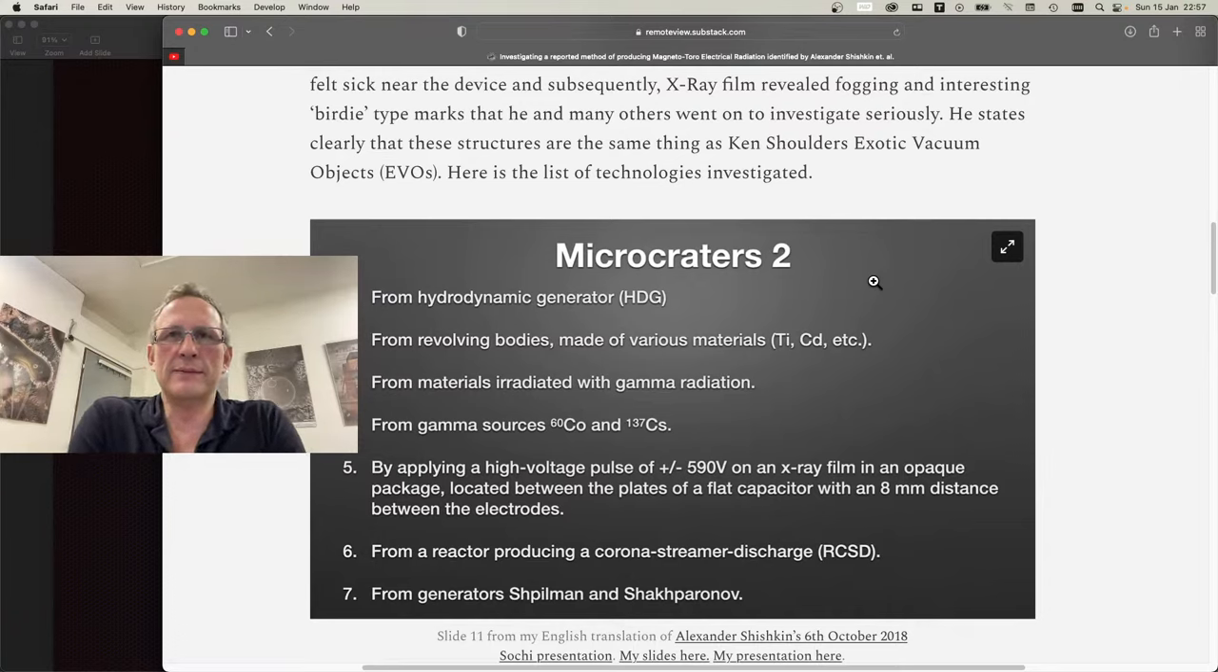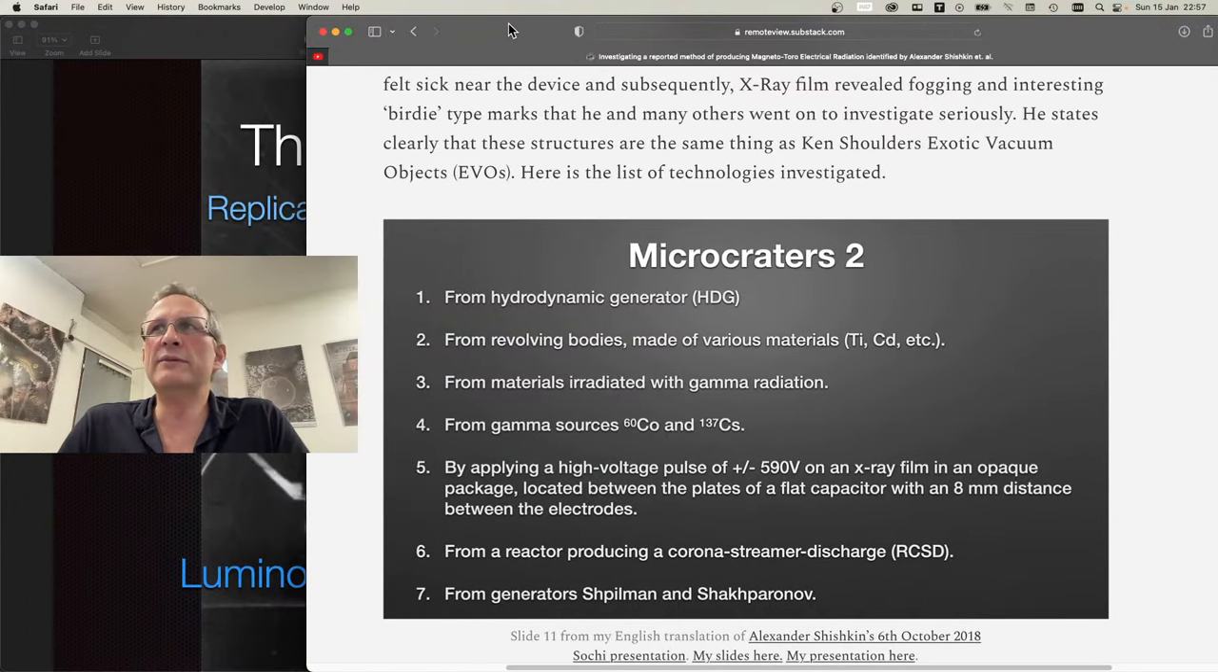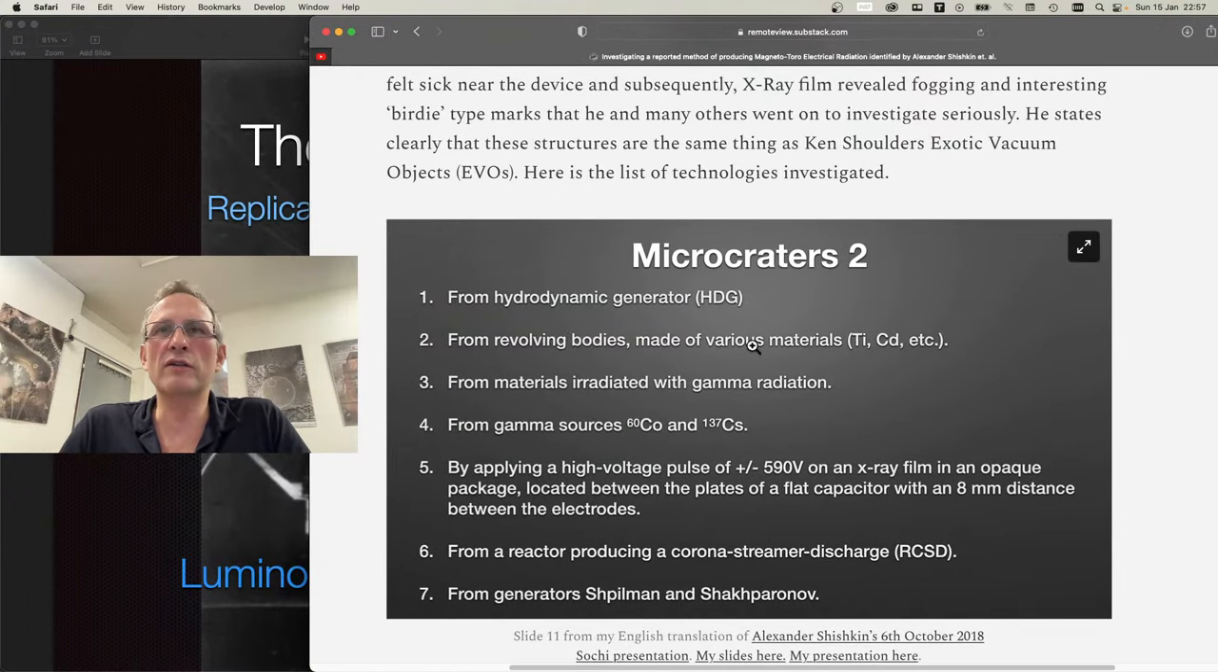And he felt a little bit sick around it. He put up some x-ray film and they were fogged. And then on deep study of the x-ray film, they saw these birdie shapes, and they saw these pits under the birdie shapes, and also other types of tracks, which we've been seeing as strange radiation tracks. So of course, it's logical that because he was seeing this from a spinning device, that he would then go and attempt to look at other revolving bodies, which he did in all kinds of different materials. He spun them, I think, at 5,000 revolutions per minute in cones, and these produced the strange radiation as well.